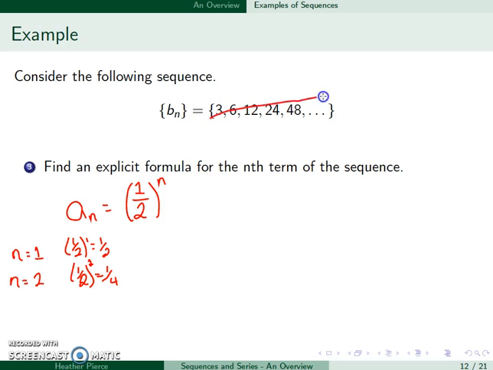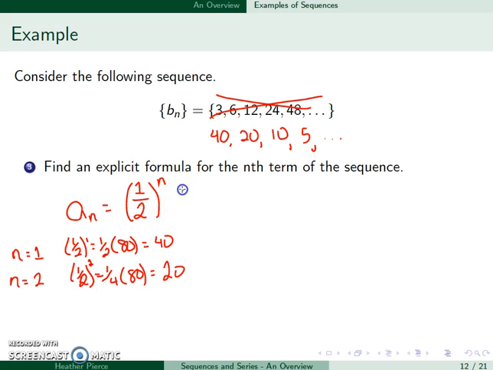Actually, this was 40, 20, 10, 5, etc. So I don't actually need a half here, I need 40, which means I would need to multiply this thing by 80, since 80 times 1/2 is 40. I would also need to multiply this one, because 80 times 1/4 is 20. So now I actually get the terms of the sequence. So 80 times 1/2 to the n.